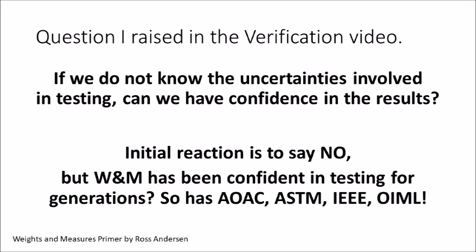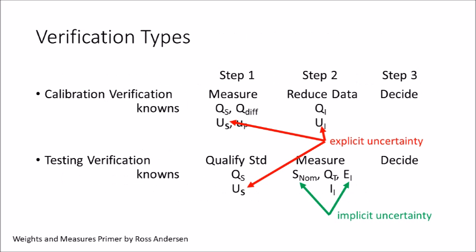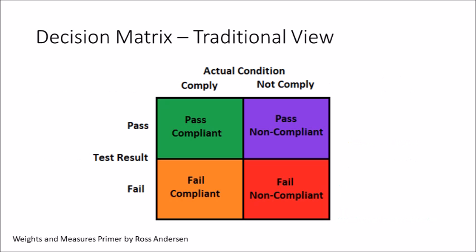So has the AOAC, ASTM, IEEE, and OIML. Going back to an earlier slide, we can see that in calibration verification, explicit treatment of uncertainties plays a major role. It's even important in qualifying the standard. However, it's important to see that whether we use implicit or explicit uncertainties, we're talking about measurement results, not compliance decisions. To see what I mean, look at this decision matrix.